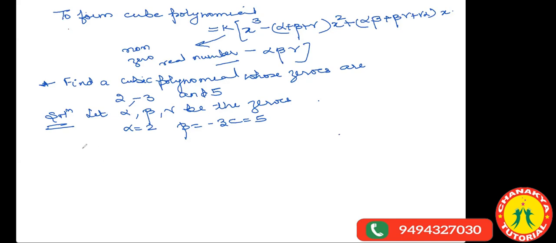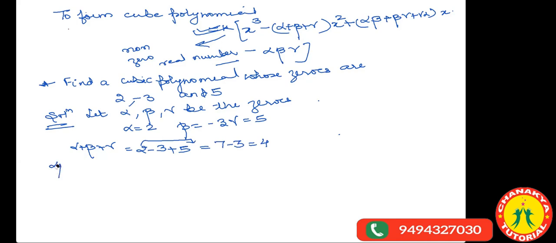Now, you have to form a cubic polynomial. So first of all, find the sum of the zeros, meaning alpha plus beta plus gamma. You have to know this formula to find the cubic polynomial. So alpha plus beta plus gamma will be 2 minus 3 plus 5. Instead of gamma, I have written here C. So it will be 5 plus 2 is 7, minus 3. It will be 4.